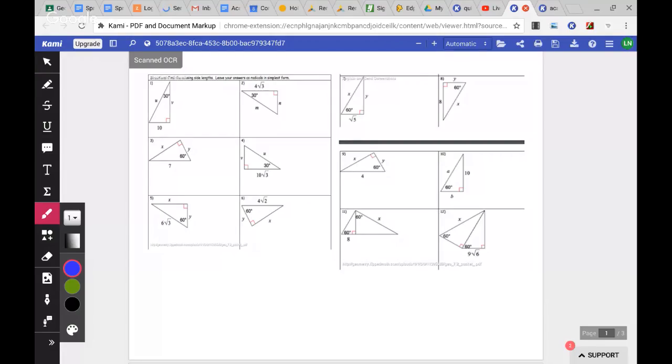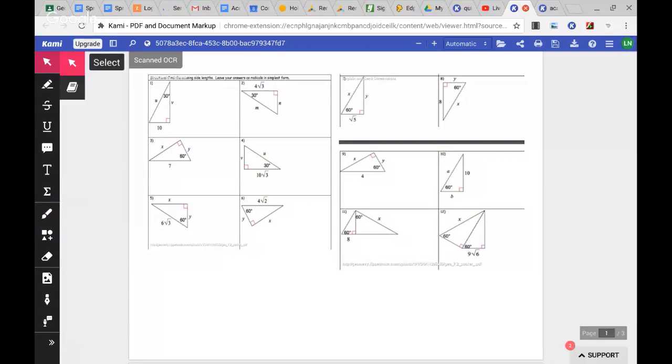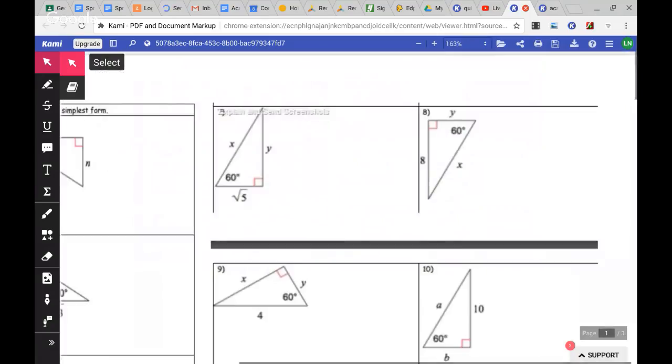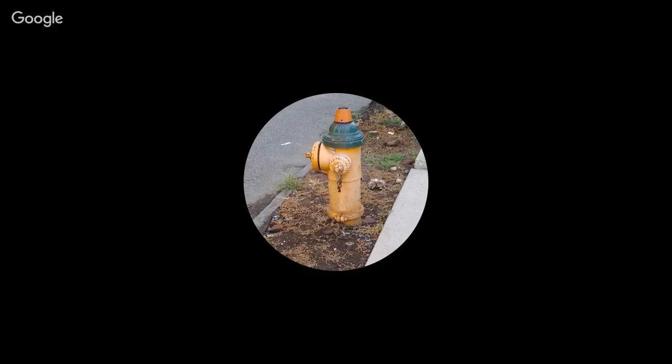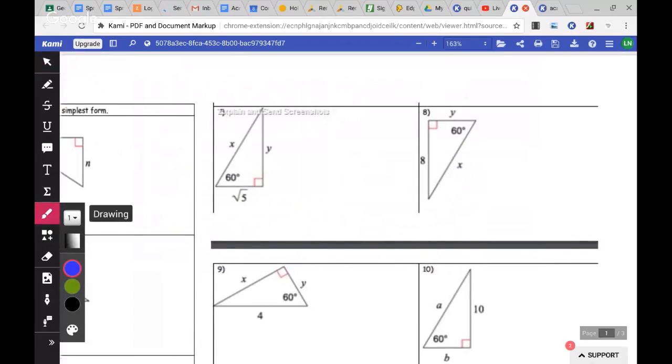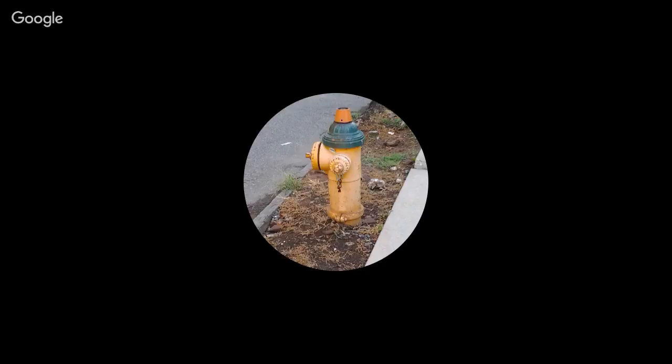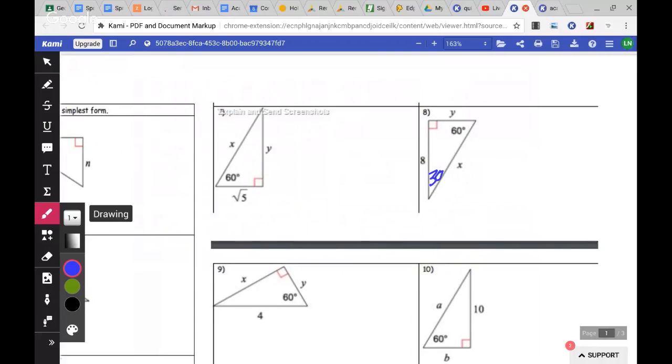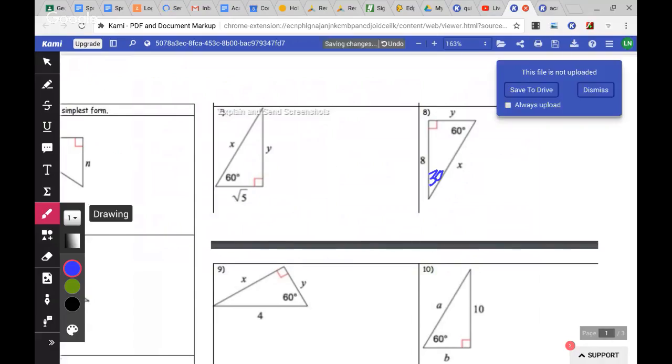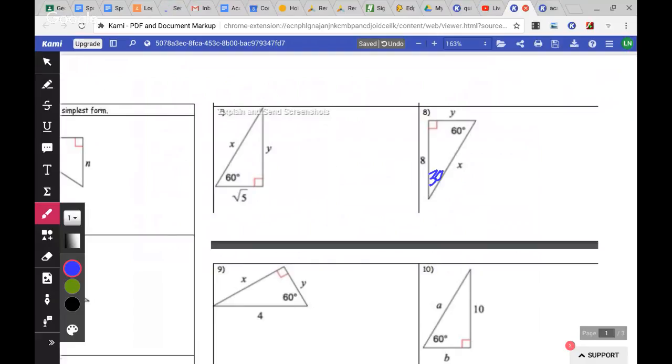Up at the top? Yes. Okay. That one's a 30, 60, 90. So let me make it bigger, actually. Probably see it better. There we go. If it's a 30, 60, 90, there's your 60. Here's your 30. So what is Y?